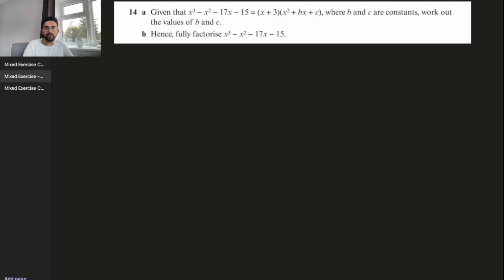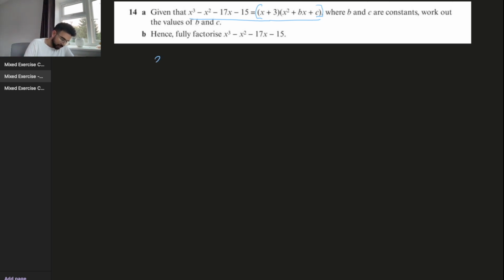Welcome back. Let's continue with question 14 on the mixed exercise of chapter 1. So over here, we've been given this expression and we need to essentially expand it and then equate the coefficients. So let's get started in expanding this section. So we have an x and we're going to multiply it by the equation.